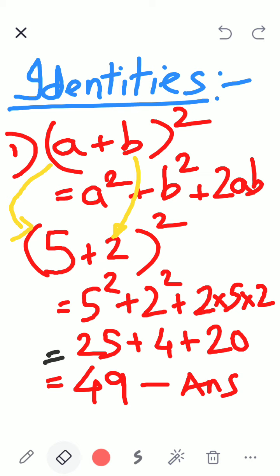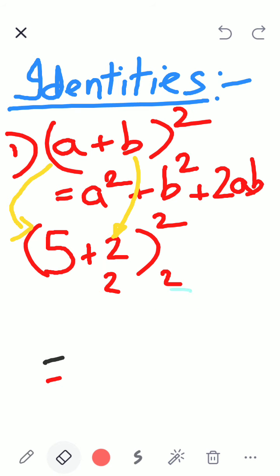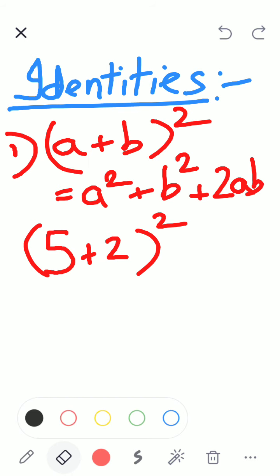Who didn't understand? Okay. For Shweta's sake, once more. Shweta, can you hear me? You understood (A plus B) the whole square is equal to A square plus B square plus 2AB? Have you memorized it? Raise your hands when you want to ask any doubt.